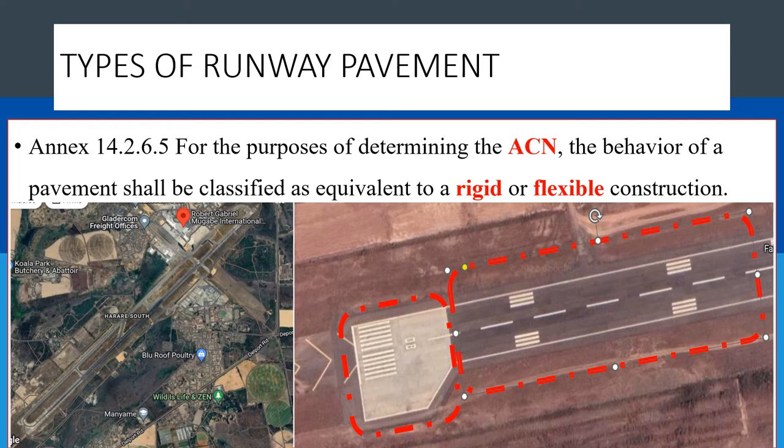So you may have rigid runways with flexible taxiways and rigid aprons, or you may have a single runway that is made up of both rigid and flexible surfaces. What runway type do you have? Remember to enter it in the comment section.